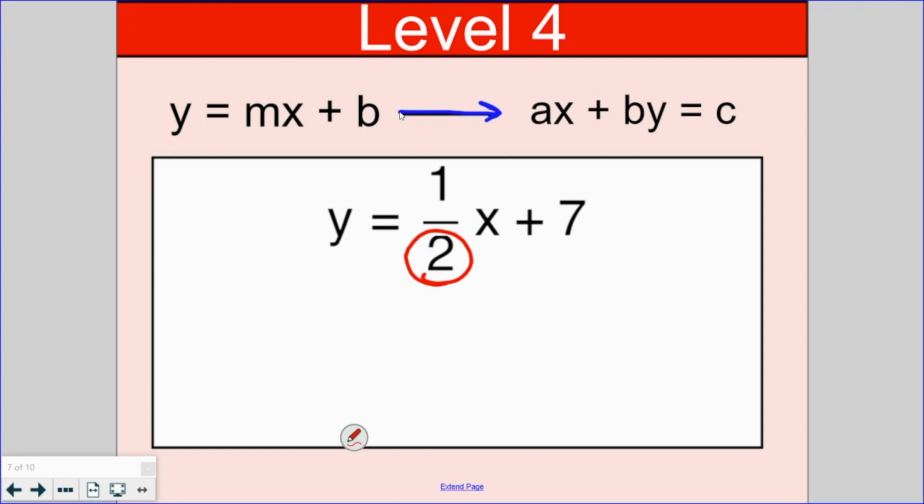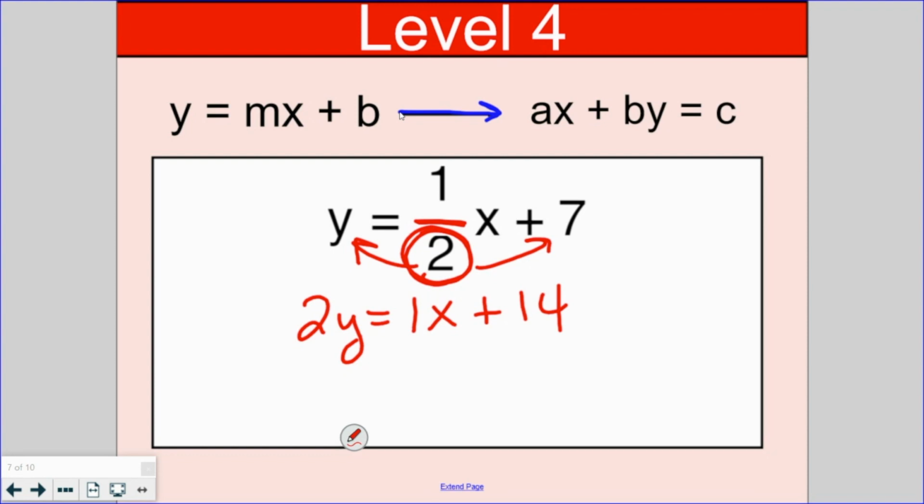Okay, here we're going to protect our denominator. This is our circle, our denominator. That's our balloon. Remember, it's going to explode and it's going to hit every other term in the equation. 2 times y is 2y. When it explodes, it multiplies everything else by what's on the denominator here. The 1 was protected, and then 7 times 2 is 14. So we've gotten rid of the fraction. That's part of getting to our standard form.